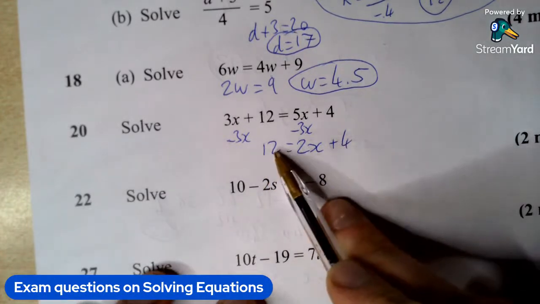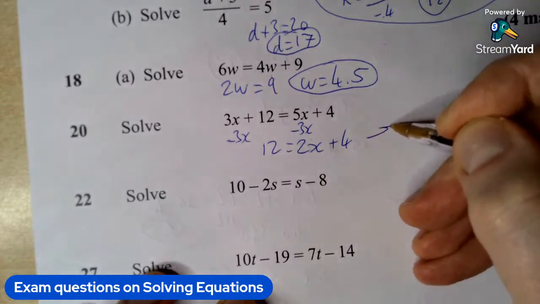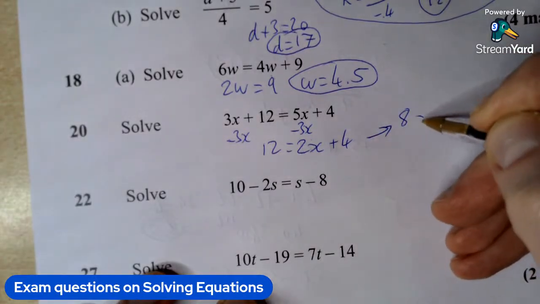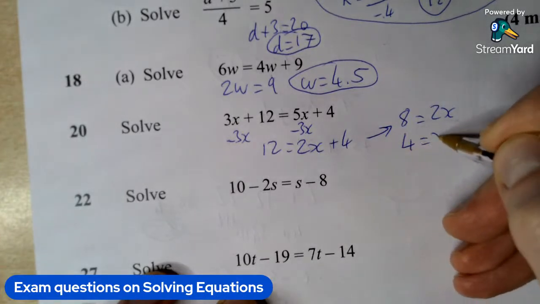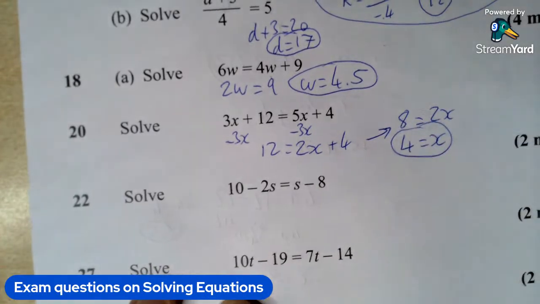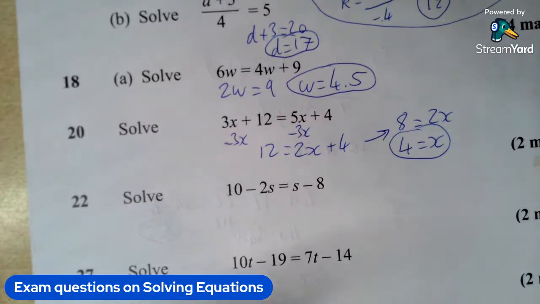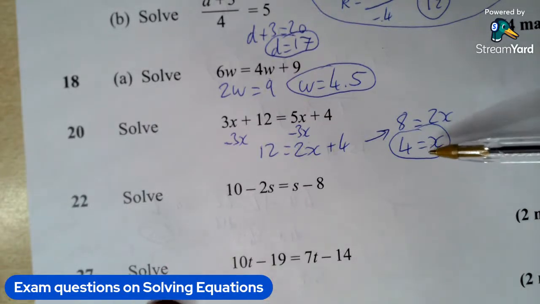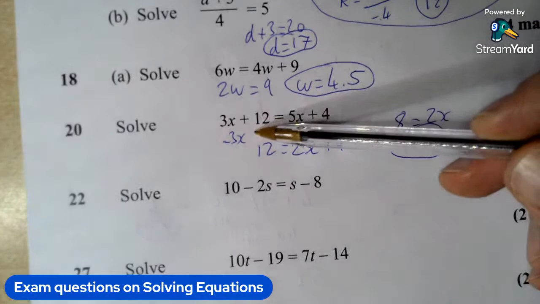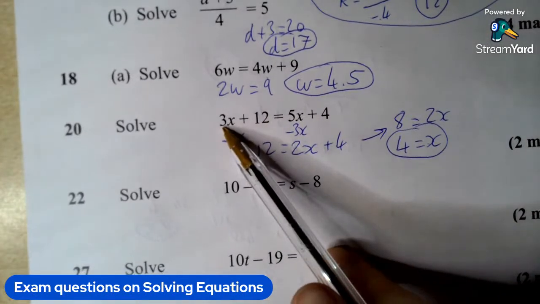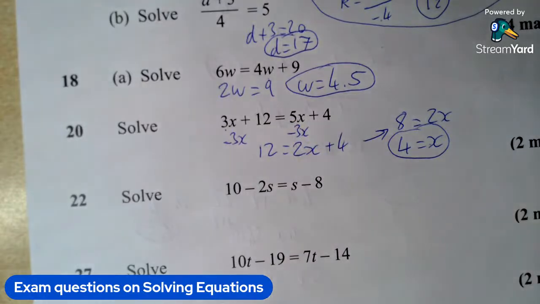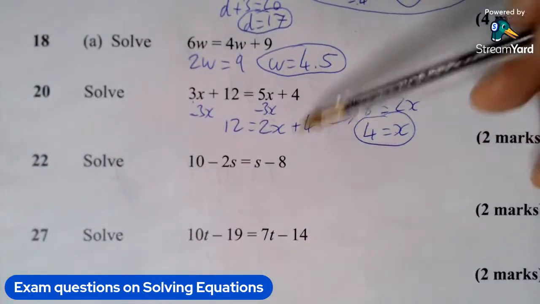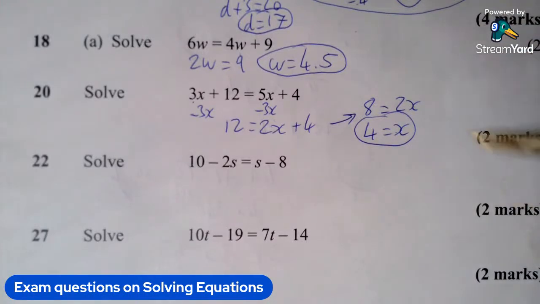So I'll take away 4 from 12. So then I'll go up here. 8 equals 2x, and I'll divide by 2, so that'll be 4. Yeah, and if you want to check it, I can substitute that value back into that equation. So I can go 3 times 4, which is 12, add 12 is 24, 5 times 4 is 20, add 4 is 24. So I know it's correct. That's how you would double check your answers. But I'm not going to do that for every single question because it'll take a long time doing that.